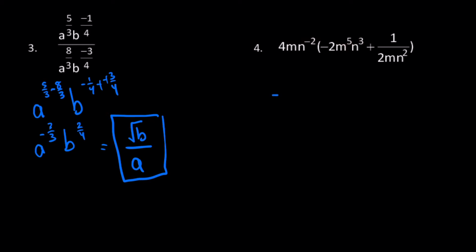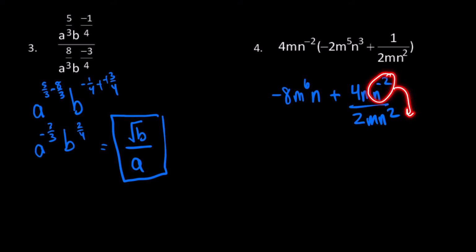4 times negative 2 is negative 8. M times m to the 5th is m to the 6th. N to the negative 2 times n cubed, you would just add those, so negative 2 plus 3 is just 1. Plus. Now you have a couple options here. Some of you might prefer to leave this as a fraction. Others might prefer to turn these into negative exponents and then add them. I don't care. I think it might be easier to visualize just this expression here, 4mn to the negative 2 over 2mn squared. So what I'll do in this expression is bring this down here.